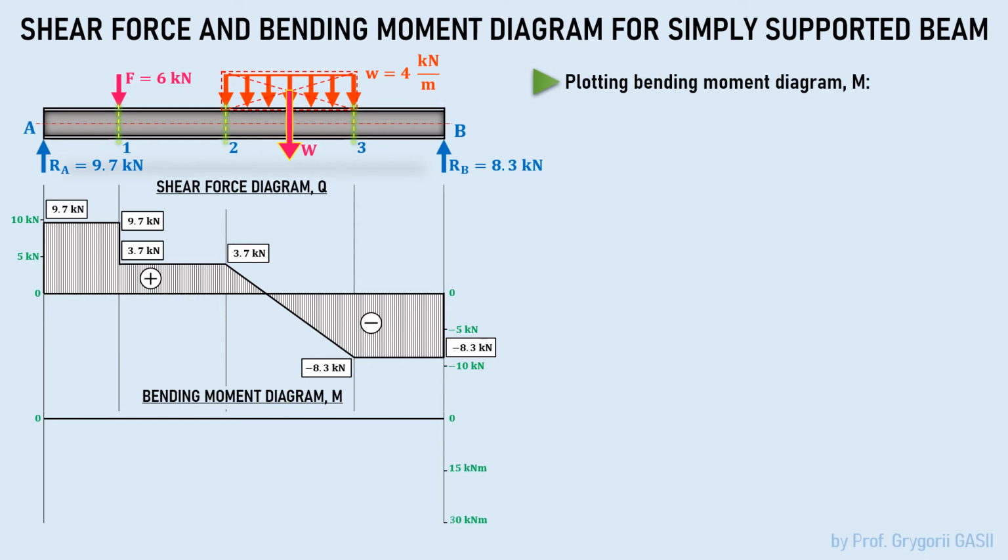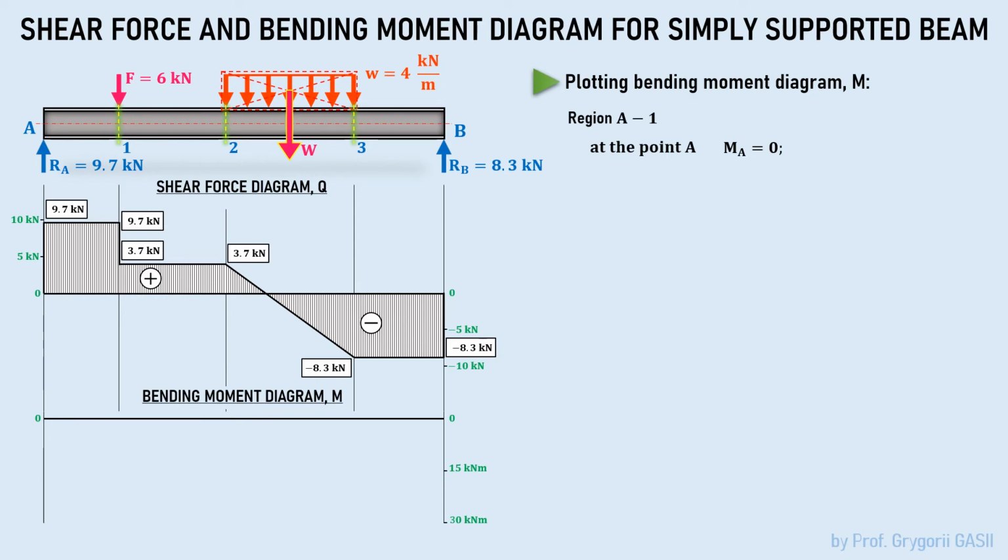Consider region A1. Since there is a hinge at point A, we can immediately determine there are no bending moments here, because no bending moments can occur in hinges. This also applies to support B. There is no bending moment there either.